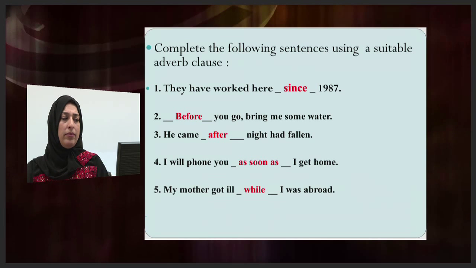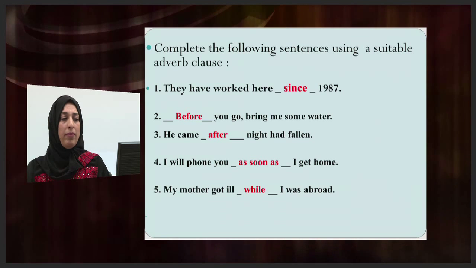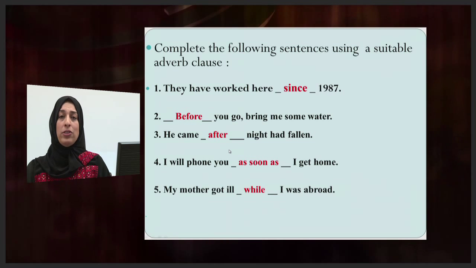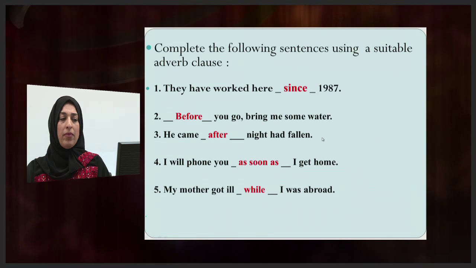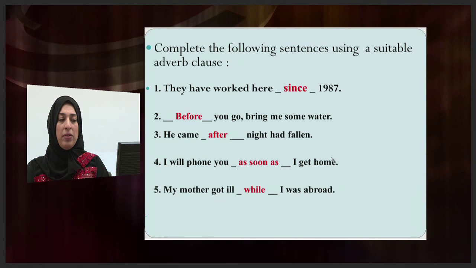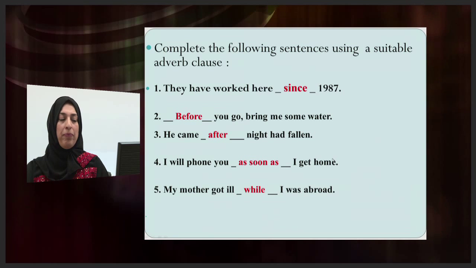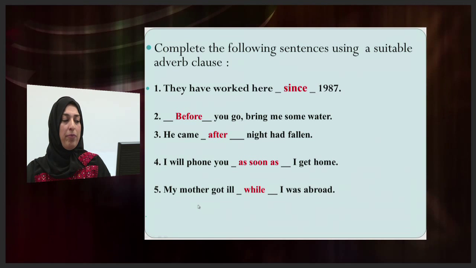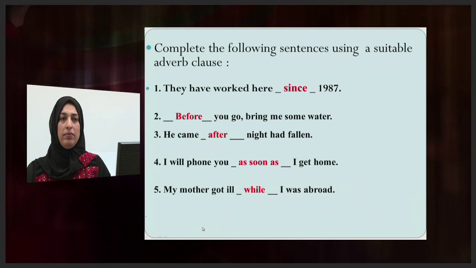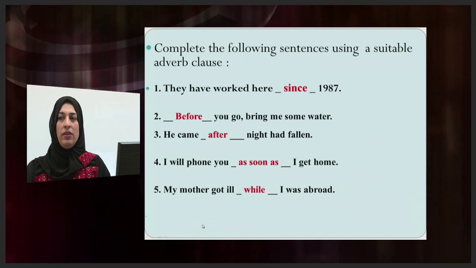Number 3: he came after night had fallen. Number 4: I will phone you as soon as I get home. The indication for using as soon as here in this sentence is taken from the meaning. So as soon as I get home, I will phone you. Number 5: my mother got ill while I was abroad. So while I was abroad, my mother got ill.